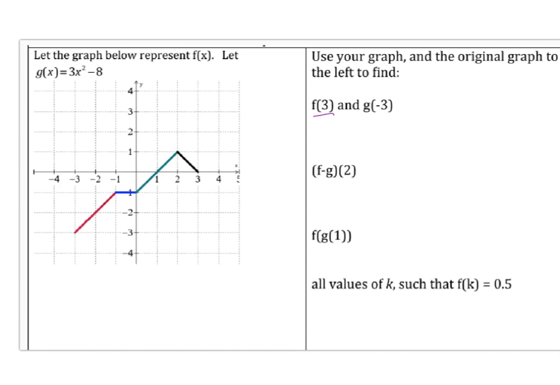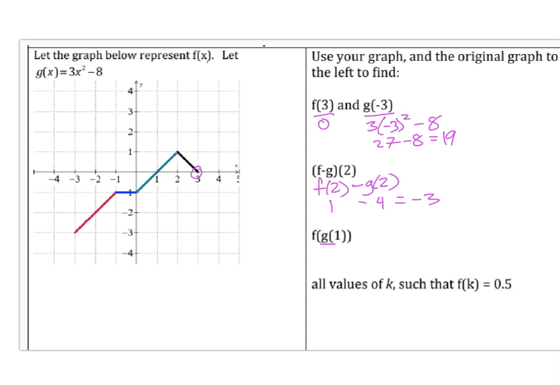f of 3 is asking us to find the height of the graph at 3. That's 0. g of negative 3 is going to be 3 times negative 3 squared minus 8. That's going to be 27 minus 8, which is 19. f minus g of 2 is the same thing as saying f of 2 minus g of 2. So f of 2 is going to be 1, and g of 2 is going to be 3 times 4 is 12, minus 8 is 4. 1 minus 4 is negative 3.